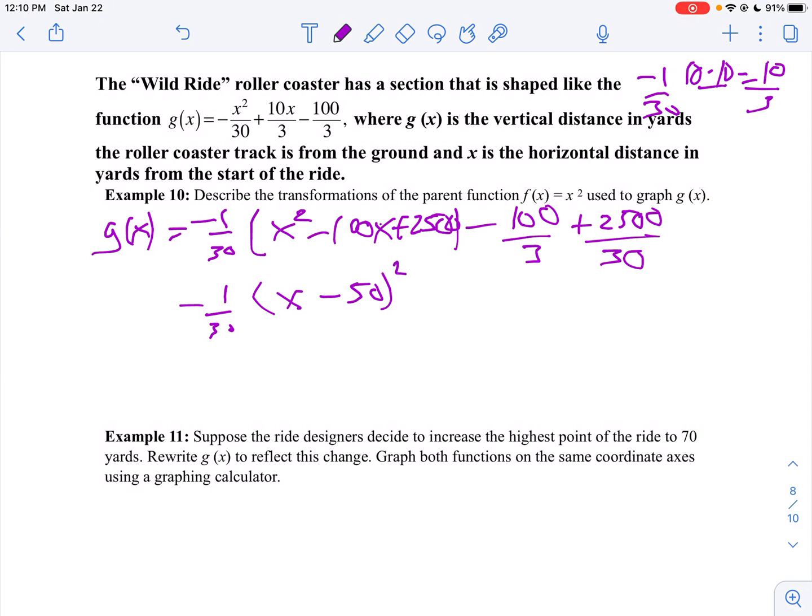And then I need a common denominator. Let me write it out here. I'm going to get a common denominator of 30. Okay, so I have to multiply by 10, so I get 1,000, plus, and then I don't need to change the second one. That's 2,500 over 30. So I get negative 1 over 30 times x minus 50 squared. Negative 1,000 plus 2,500 is 1,500. Well, 1,500 divided by 30, that'll be 50, won't it?